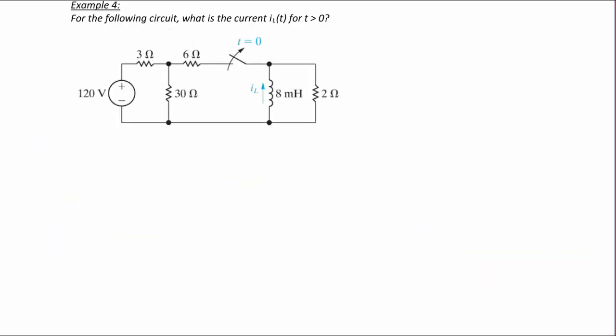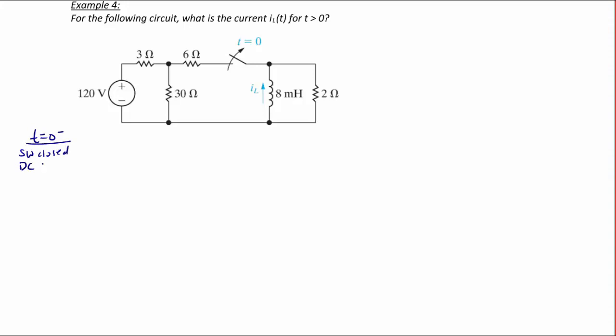Now let's try example 4. For the following circuit, what is the current IL of t for t greater than 0? As usual, I'm going to draw this circuit twice. Once at t equals 0 minus, the switch is closed.